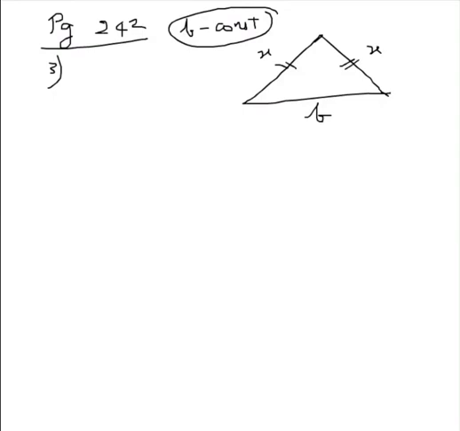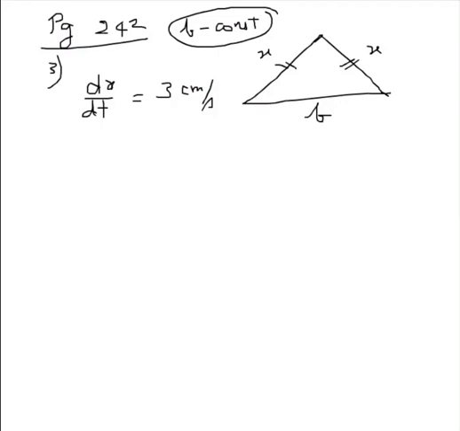The equal sides of an isosceles triangle with fixed base b are decreasing at the rate of 3 centimeter per second. So dx by dt is given, 3 centimeter per second. How fast is the area decreasing? So we need to find the area.